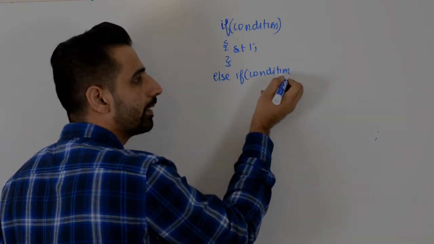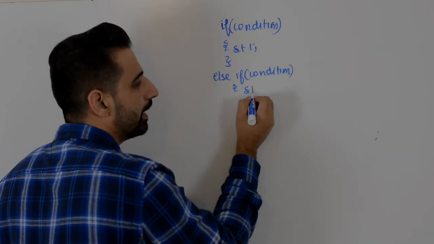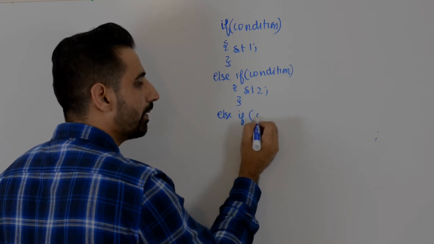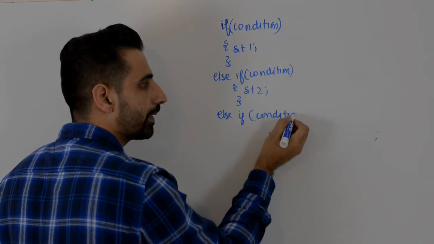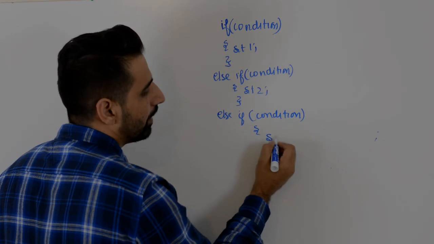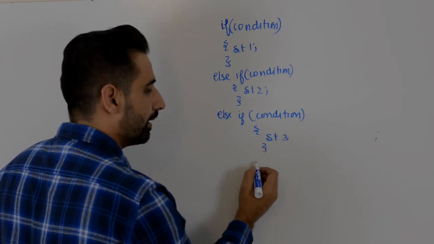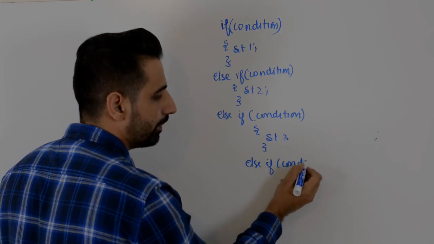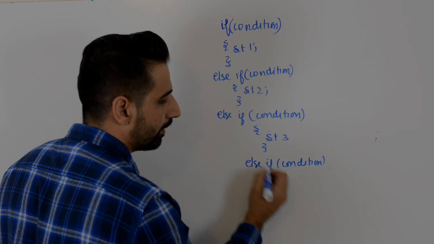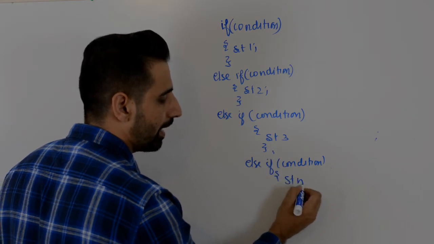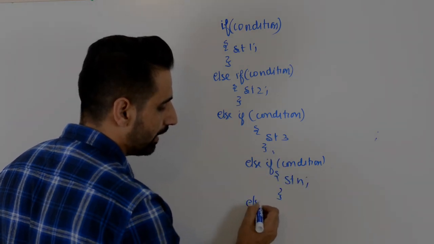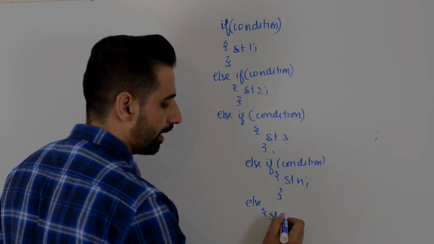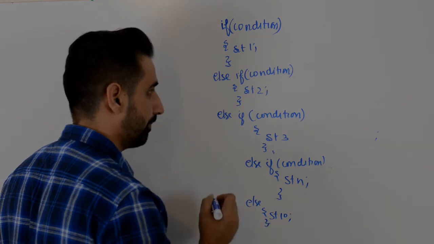condition, then statement 2, again we can write down else if, condition, then statement 3, then else if, condition, and statement n, and last we'll write down else statement 10. Suppose, take an example, statement 10.